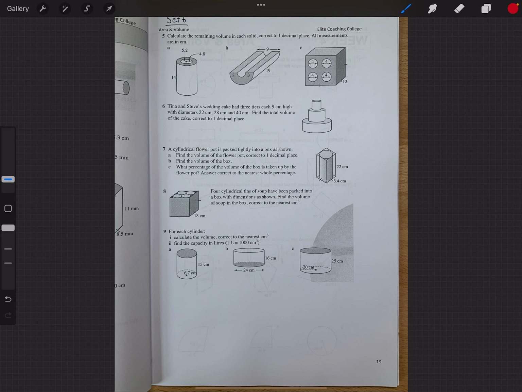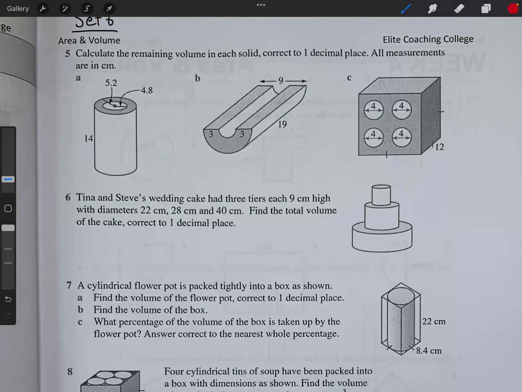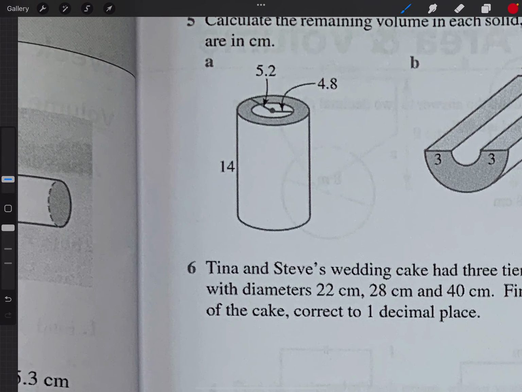On page 19, we're doing Set 6, Question 5. Calculate the remaining volume in each solid correct to one decimal place. All measurements are in centimeters. So, what I'm going to do is find the area of this shaded region and multiply all the way down by 14.